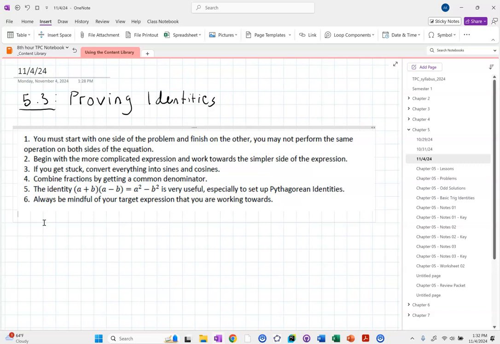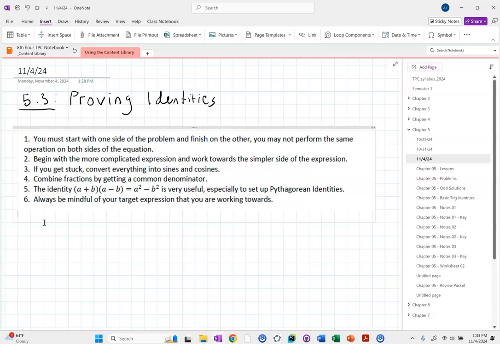Number 4 says combine fractions by getting a common denominator. If I see on one side of my identity 2 fractions added together, and on the other side of the identity I see one thing, I know that at some point I'm going to have to add some fractions to get there. Or even if I see 2 things added together on one side and a single thing on the other side, I know I'm probably going to have to use an identity, convert them to fractions, add them together, and do some mumbo jumbo to end up on the other side. So again, common denominators, adding fractions is going to be a normal thing that we do while proving these identities.